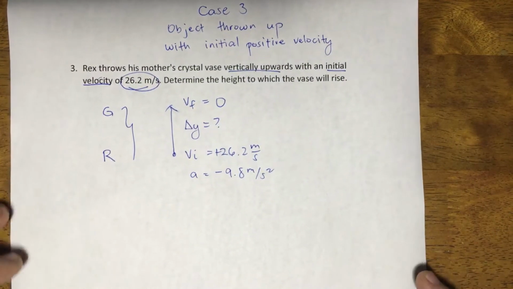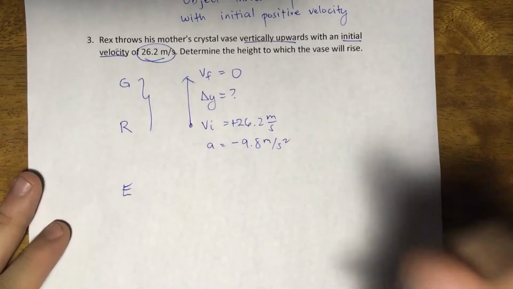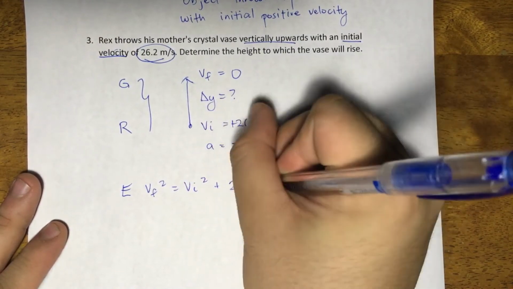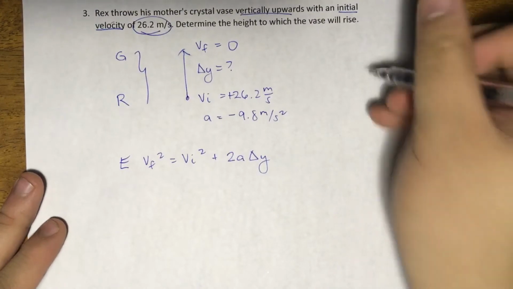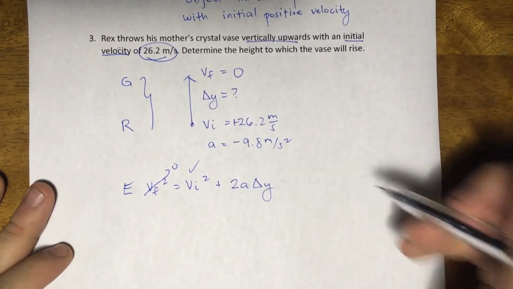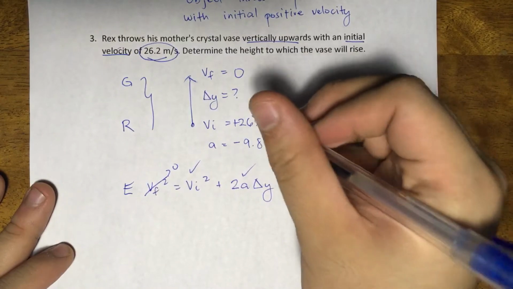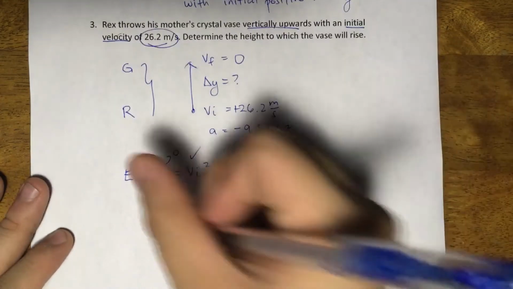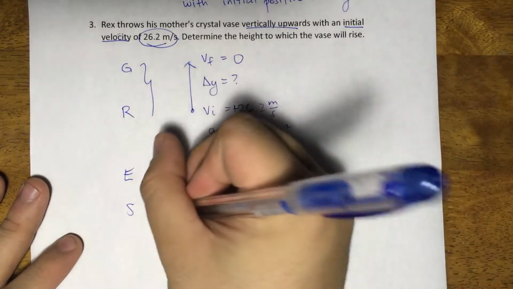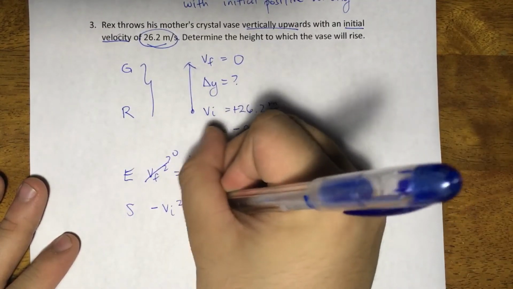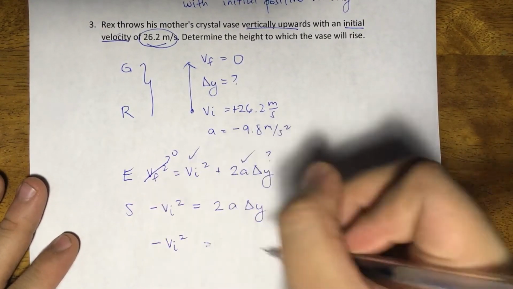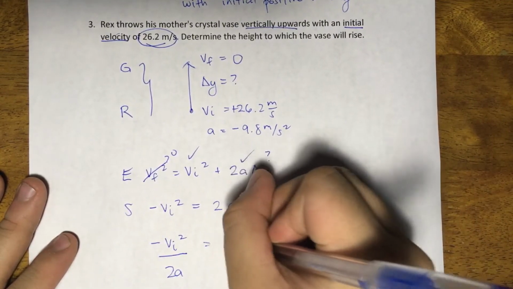Okay, so based on these variables, what equation can we use? Well, we have the classic equation, Vf squared is equal to Vi squared plus 2a delta y. Okay, let's check. We have Vf, yes, equal to 0. Vi, something we have. A is something that we have. And delta y is something we're looking for. With just one unknown, you can then solve. Okay, let's transfer. We're looking for delta y, so let's transfer Vi squared to the other side. So that's negative Vi squared is equal to 2a delta y. So that's negative Vi squared over 2a is equal to delta y.